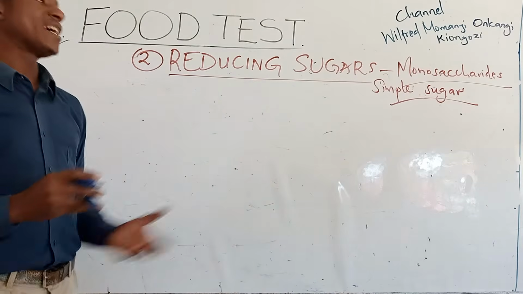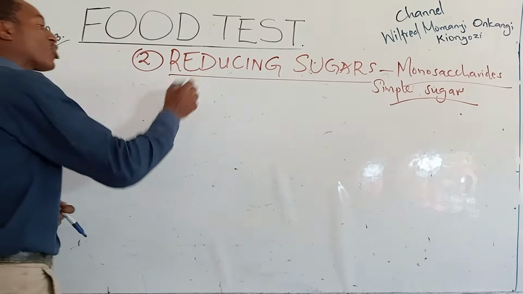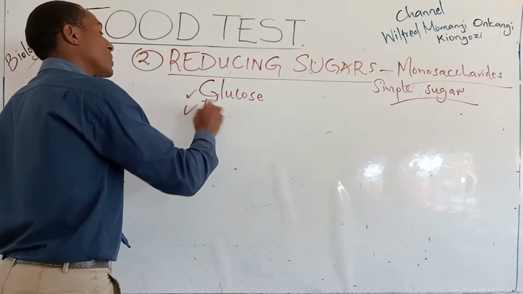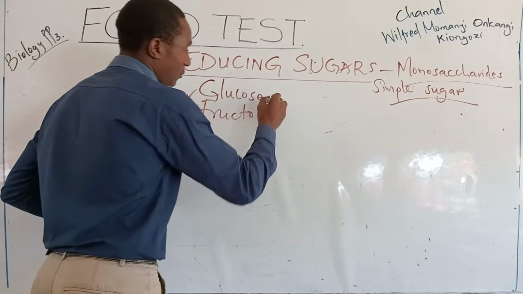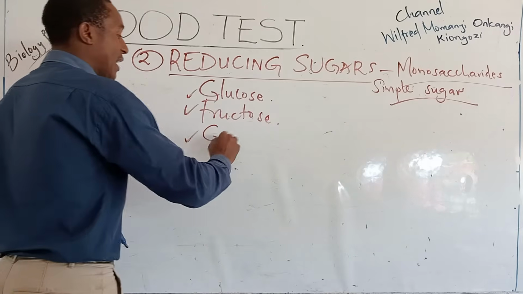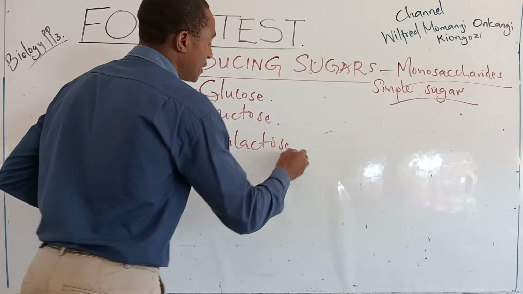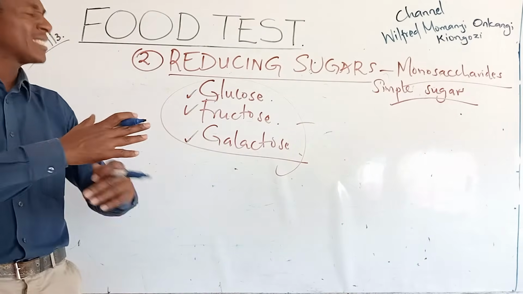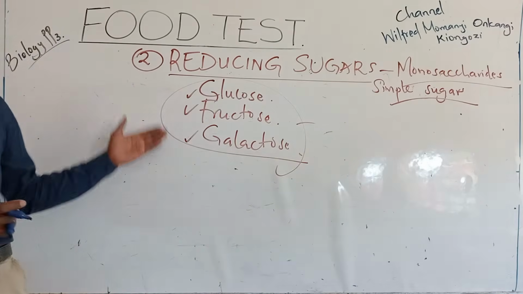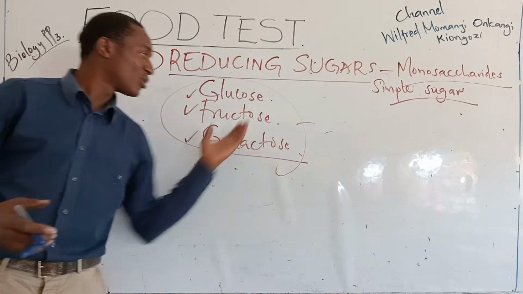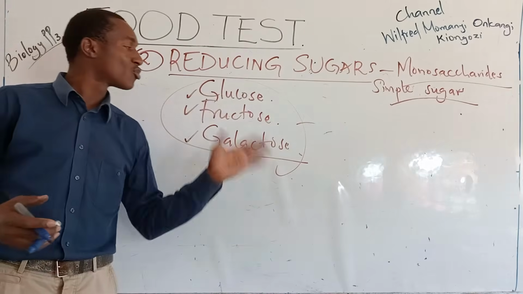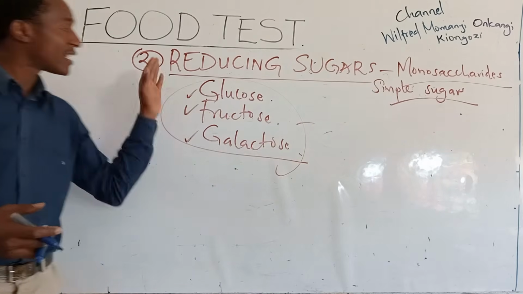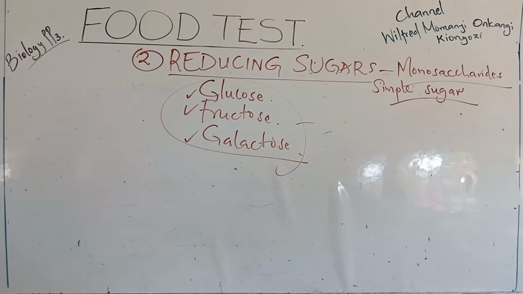You should know the examples of these sugars. The most common one is glucose. We also have fructose, and then the third one called galactose. All these 3 are reducing sugars. They are simple sugars with almost the same characteristics. In fact, if you taste them, they form sweet tasting solutions. You may not even be able to differentiate between them, but as long as you understand that they are reducing sugars, that is good.